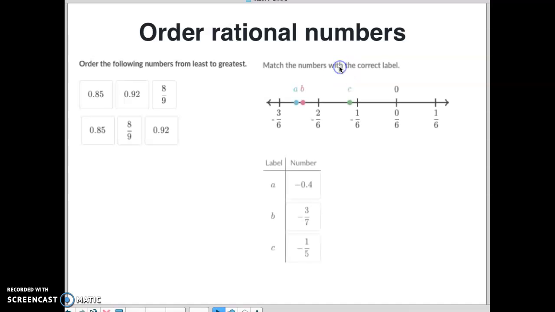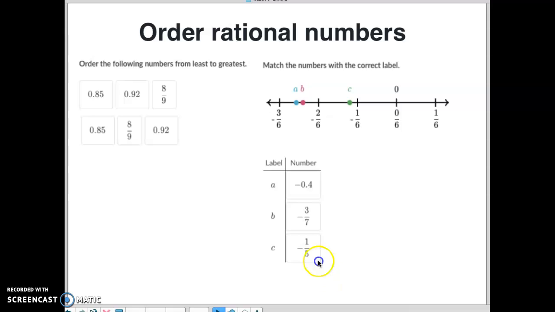All right, let's do another one. This one, you have to match the numbers below with the correct label. Here you can see the labels A and B, and here's the label C. Which one of these would match up closest to this? Well, let's see. Negative 0.4. 2 over 6 would be 0.333, and this would be 0.5 right here. So we can tell that A is the largest negative, then B is the next largest negative, and C is the smallest negative.